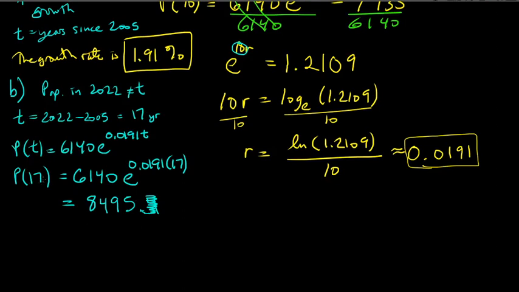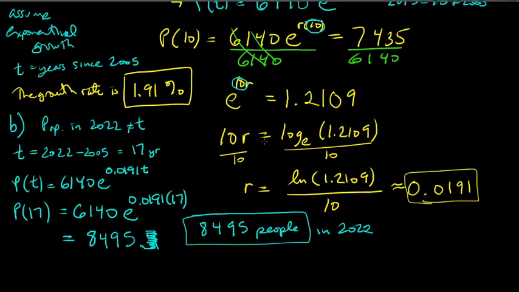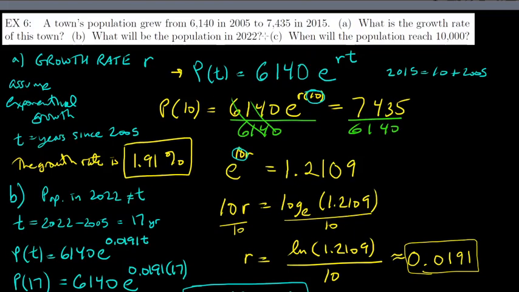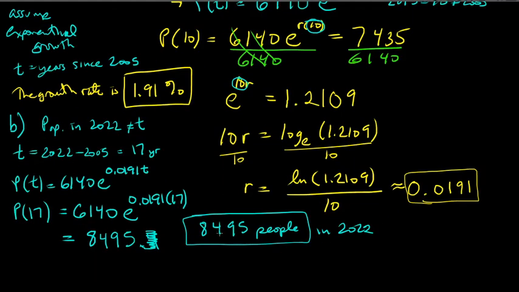So how many people will there be approximately in the year 2022? About 8,495 people. So that will be the population, right, in the year 2022. Which I think that makes sense, right? Because in 2015 there were only 7,000 people, so this is growing, right?